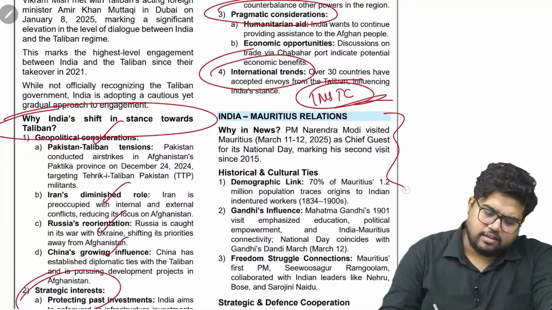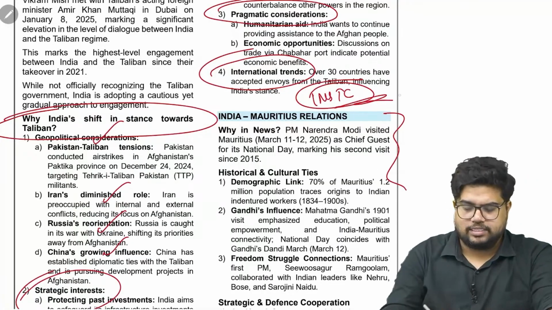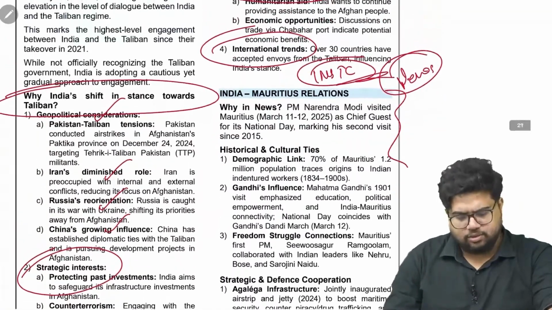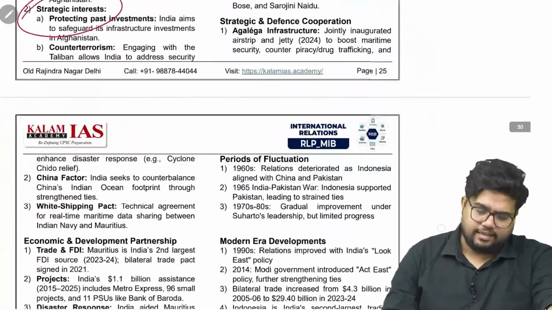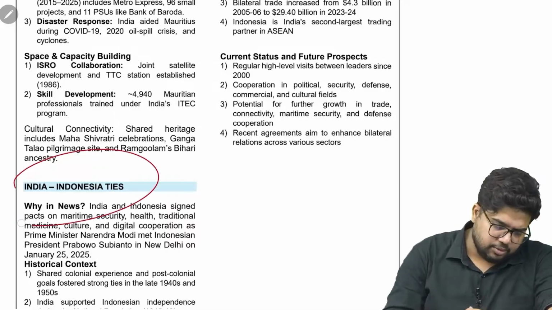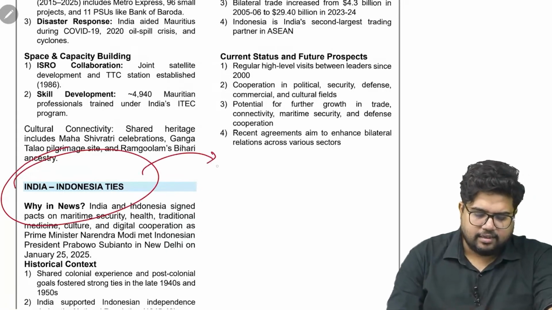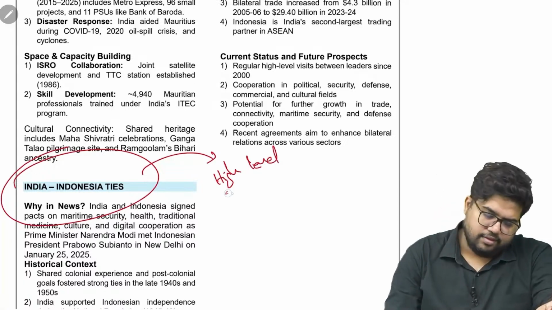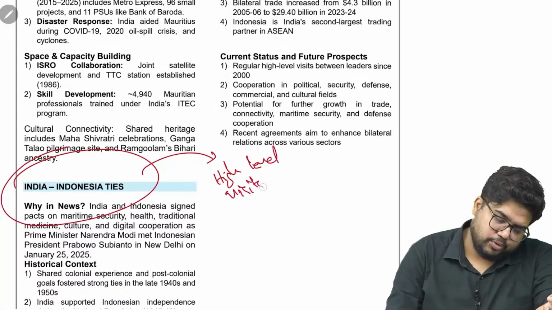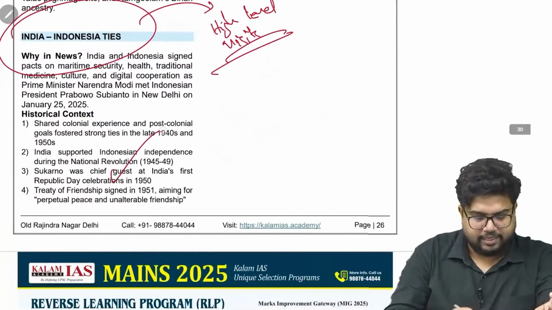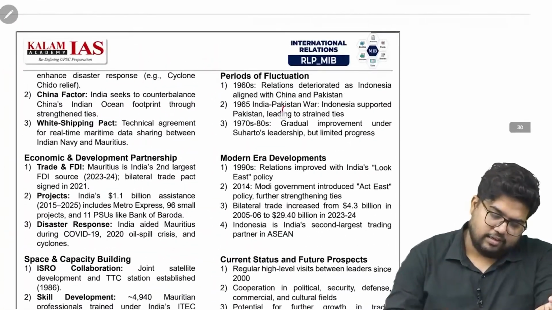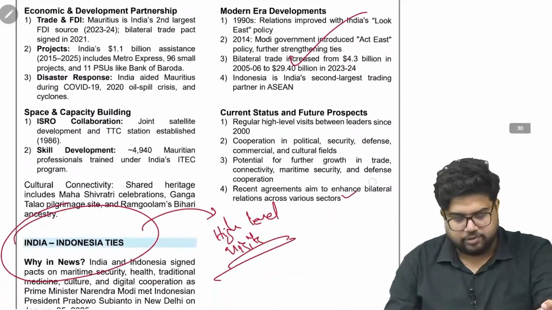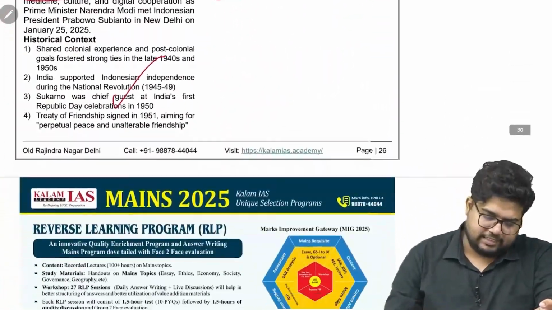Again, India-Mauritius relations, which is again in the news, not discussing too much, you can go through the factual information here. India-Indonesia ties, again there have been high-level visits. That's why the topic is important. You can get the information from here: what is the context, what are the fluctuations, modern developments, modern concerns, way forward. All this information is provided in the booklet.